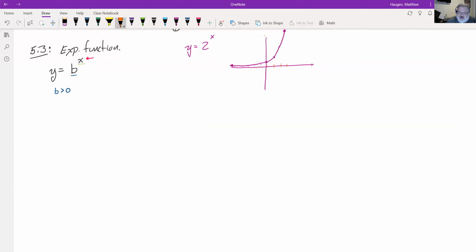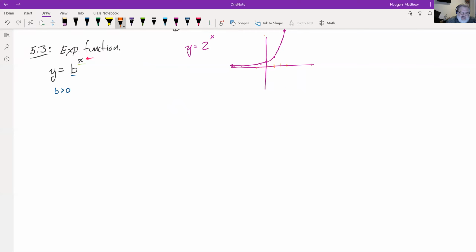Now, I've got to put a caveat on that. -2 to the x is actually perfectly fine, because this is -1 times 2 to the x. The b is still a +2 there. Fair? It's the parentheses that make it the b, make it bad. This is perfectly okay. So do be a little careful about that. So that's why b can't be negative.